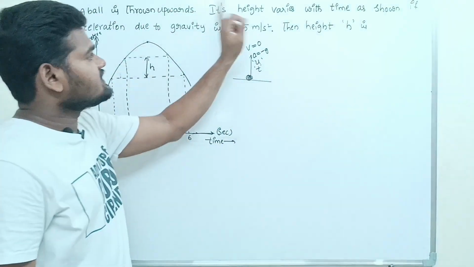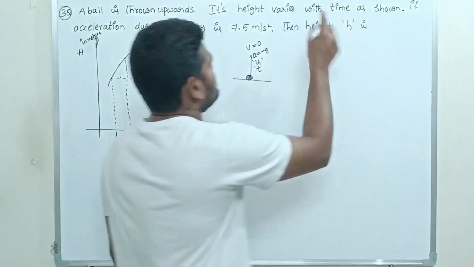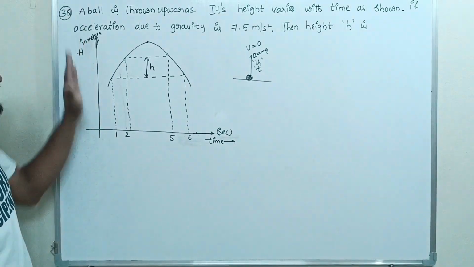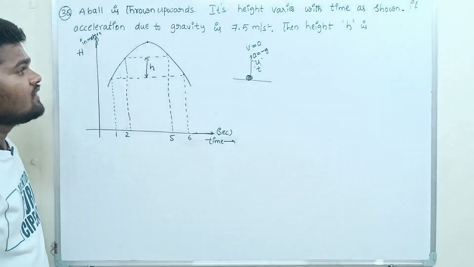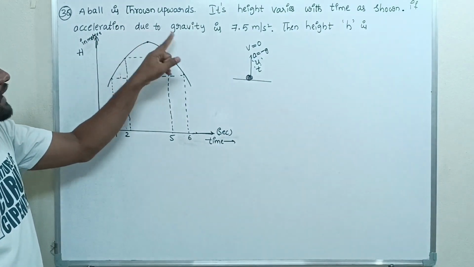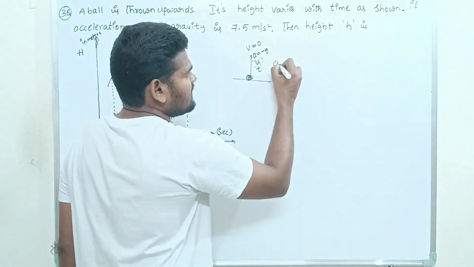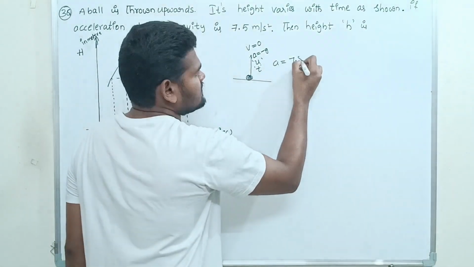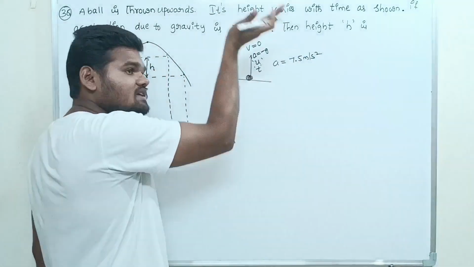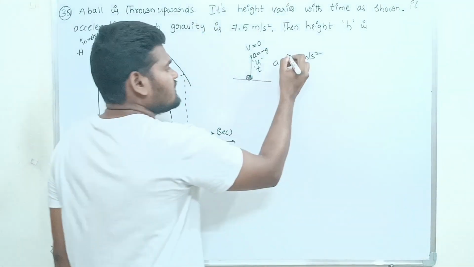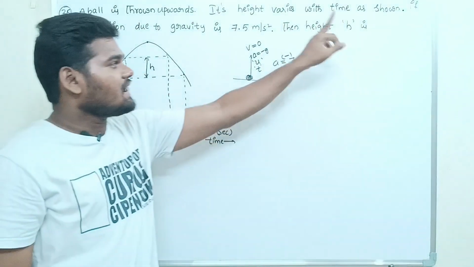Okay, and its height varies with the time as shown in the figure. How the height changes with respect to the time is given in the figure. If acceleration due to gravity is 7.5 meter per second square. So the acceleration due to gravity value is given as 7.5 meter per second square. Whenever the object is moving away from the ground, the acceleration due to gravity is what? Negative.